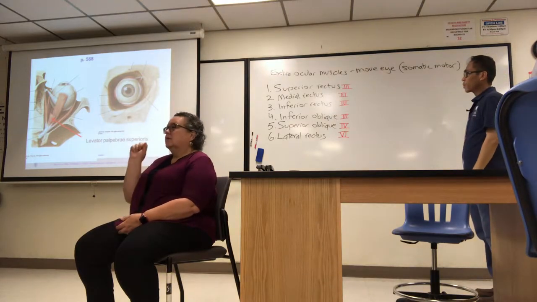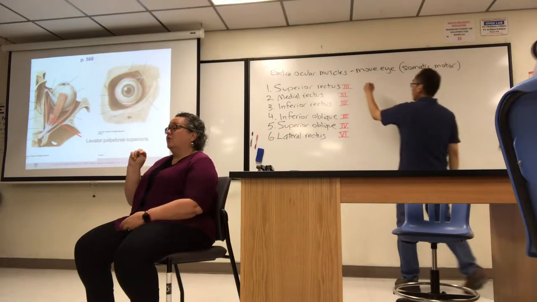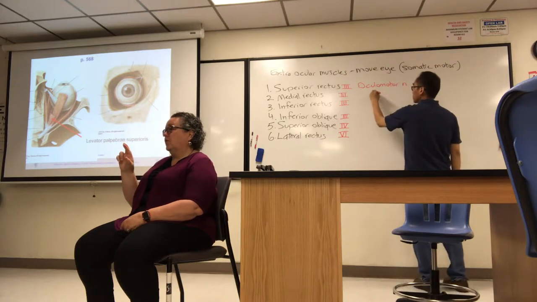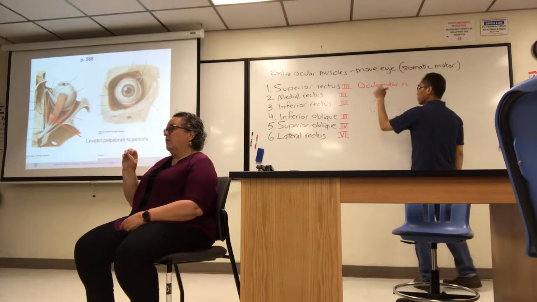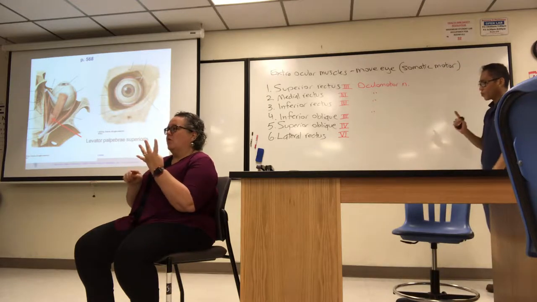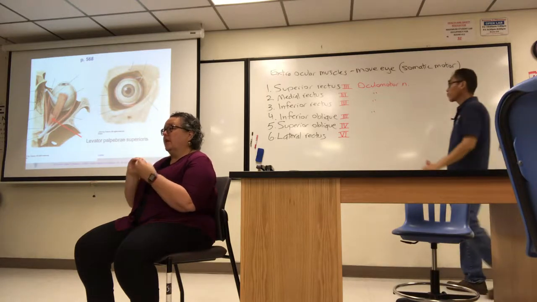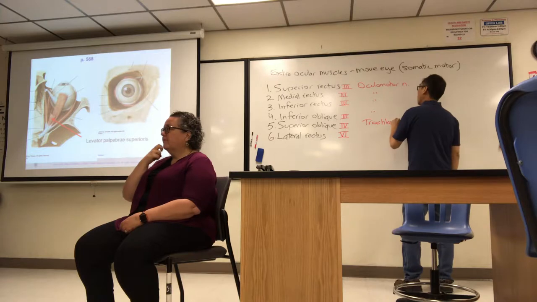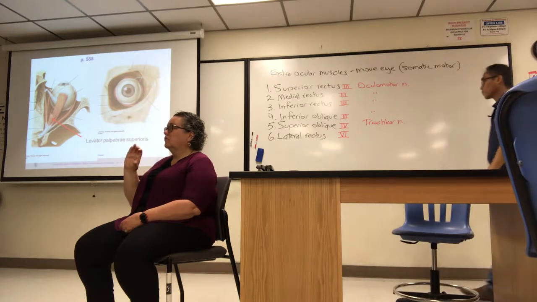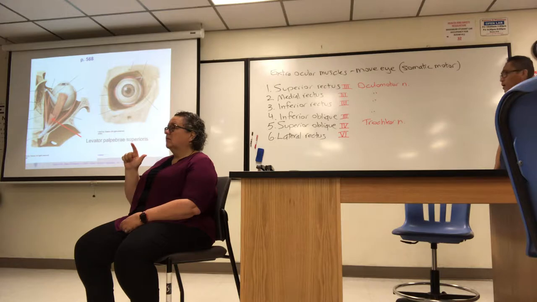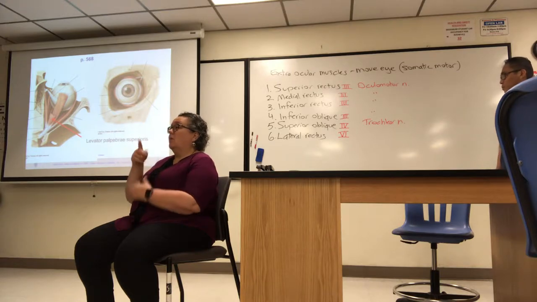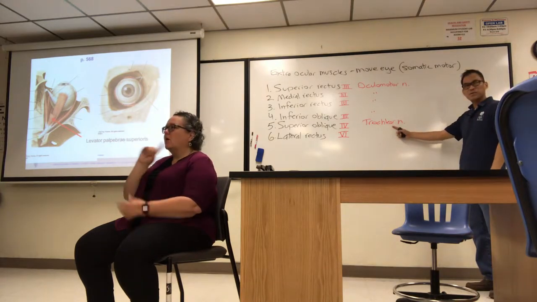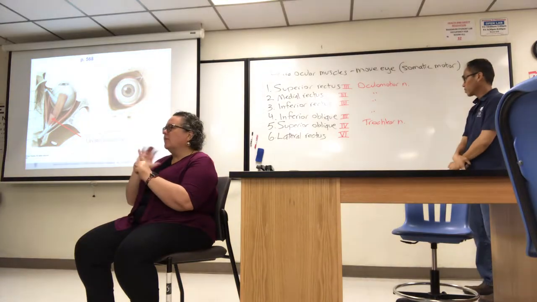So the name for cranial nerve 3 is oculomotor. It's the same for the first four. The name for cranial nerve 4 is the trochlear nerve, because it runs through a pulley, a trochlea. So that's how it got its name. The muscle runs through a pulley. We've seen that term before, the word for pulley, trochlea.